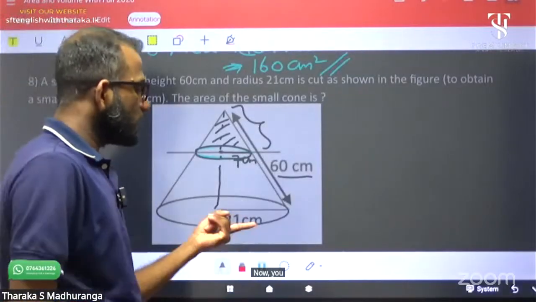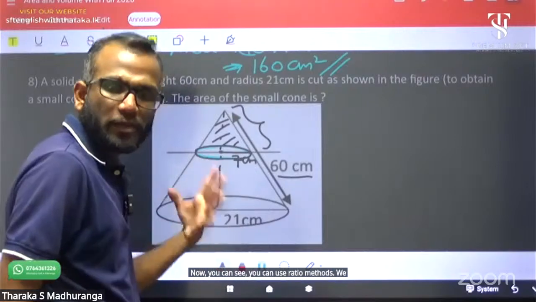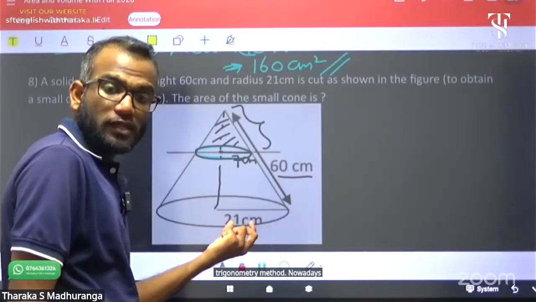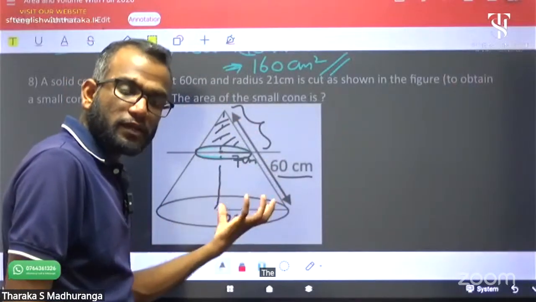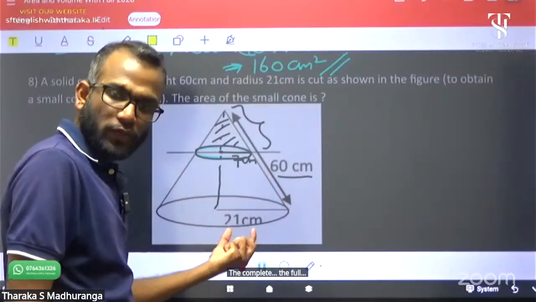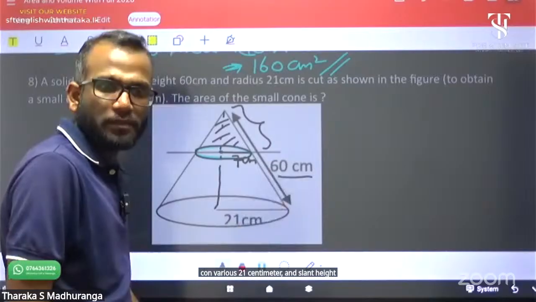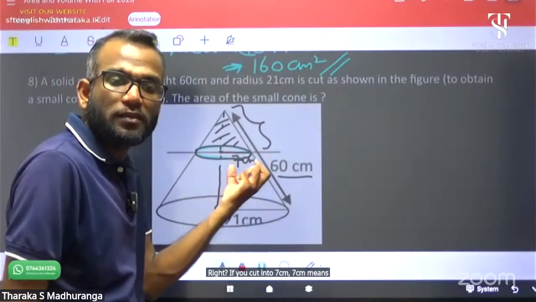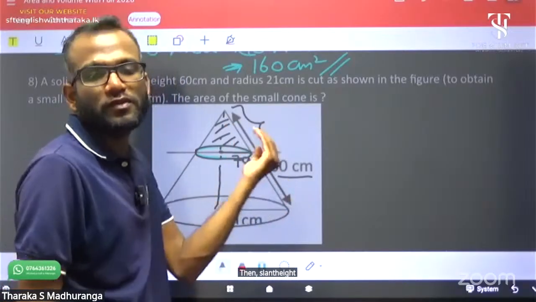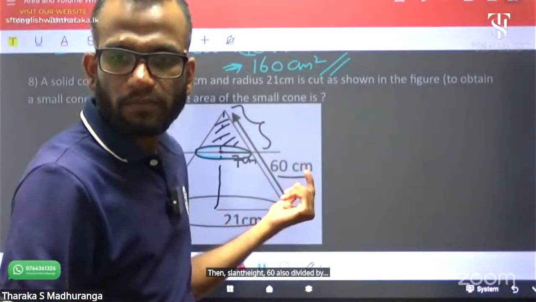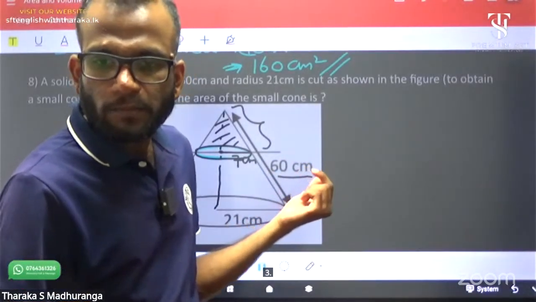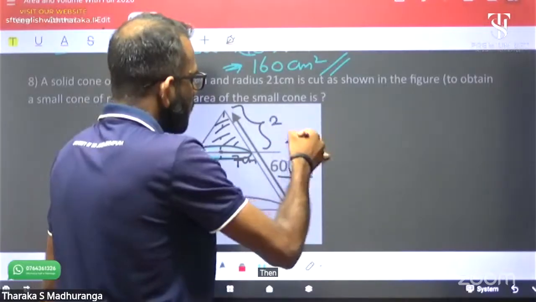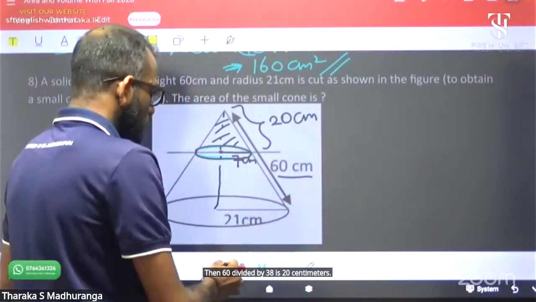How? You can use ratio methods. We have a trigonometry method as well. I will explain in the trigonometry lesson. The full cone has radius 21 centimeter and slant height 60 centimeter. If you cut to 7 centimeter, that means 21 divided by 3. Then slant height 60 is also divided by 3. Yes, good. Then 60 divided by 3 is 20 centimeter.